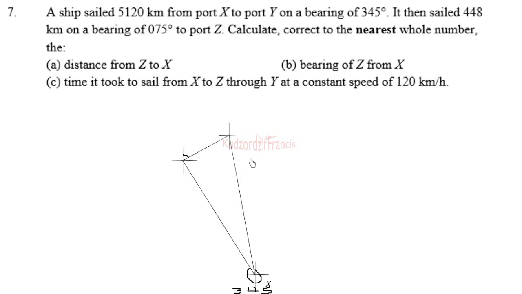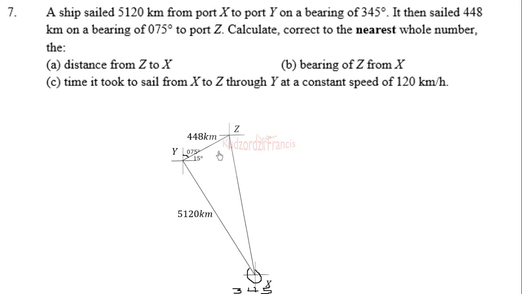Okay. So the next thing we do is to indicate the ports Y and Z. Then we also indicate the necessary information, the distance from X to Y, which is 5,120 kilometers, and this one is 448 kilometers.